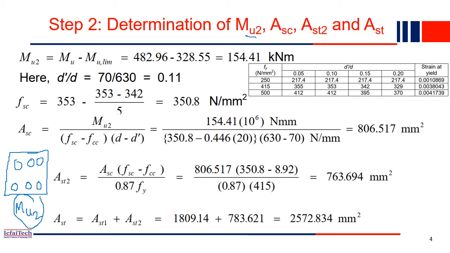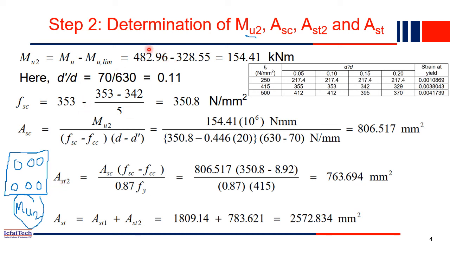So how to find Mu2? That also we discussed in the last theory classes, lecture number 10, and the theory part before that. Mu2 means how much moment has been generated here. The total moment acting on this beam is 482.96, and that much total moment is acting on our beam.